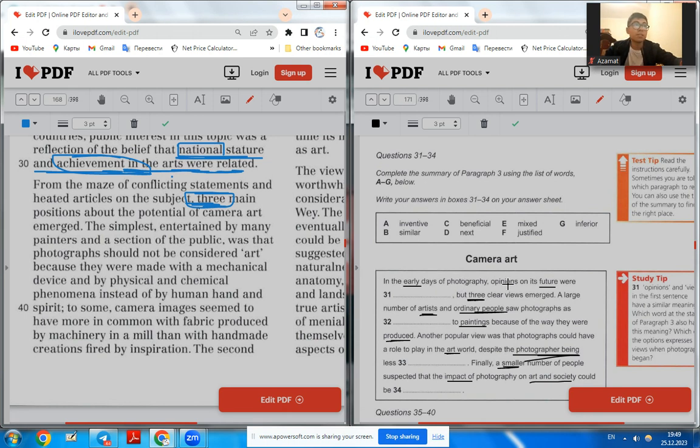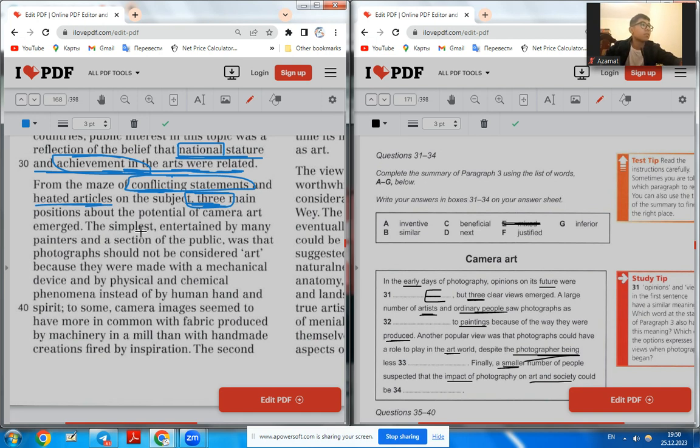In the early days of photography, opinions on its future were conflicting. Yeah, conflicting. Not inventive, not beneficial, mixed. Yeah, not justified, not inferior. Okay, so the answer is E because opinions of the photography were mixed. So the answer is E for question number 31. And as you can see, conflicting statements and heated articles.